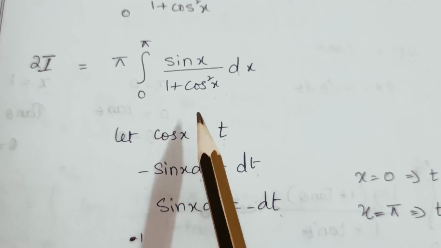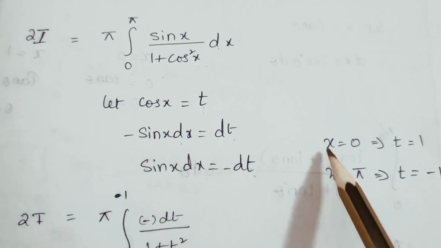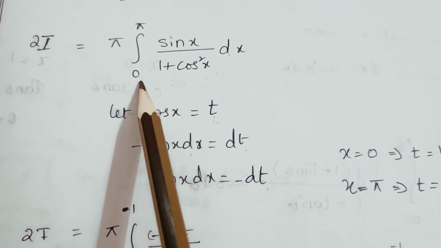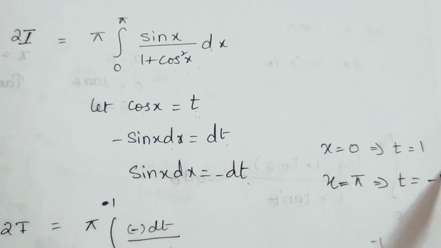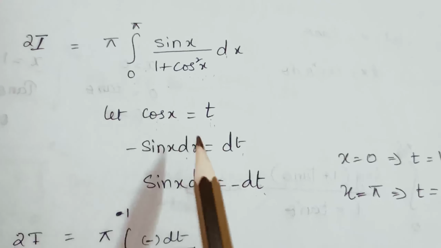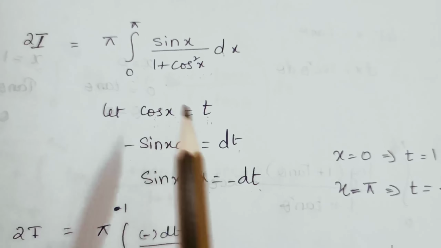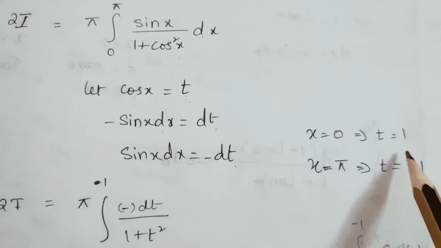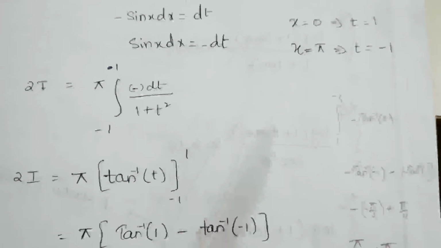As we are substituting here, the limits will also change. Cos x is equal to t. So for the first limit 0, cos 0 is nothing but 1, so t is equal to 1. Now for pi, cos pi, that is cos 180, is minus 1. So t is minus 1. So the limits are 1 and minus 1.